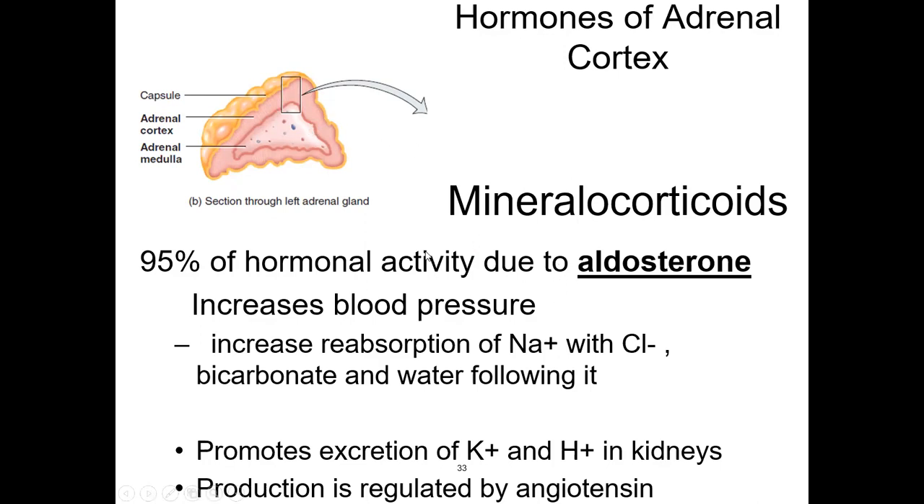So from the cortex, one main hormone that is produced is aldosterone. This is a steroid, and it increases reabsorption of sodium into the blood. When we get to the mechanisms that regulate blood pressure, this will be a way to increase blood pressure in the body. Aldosterone also promotes the release of potassium in the kidneys. So aldosterone increases blood sodium levels and it decreases blood potassium levels.